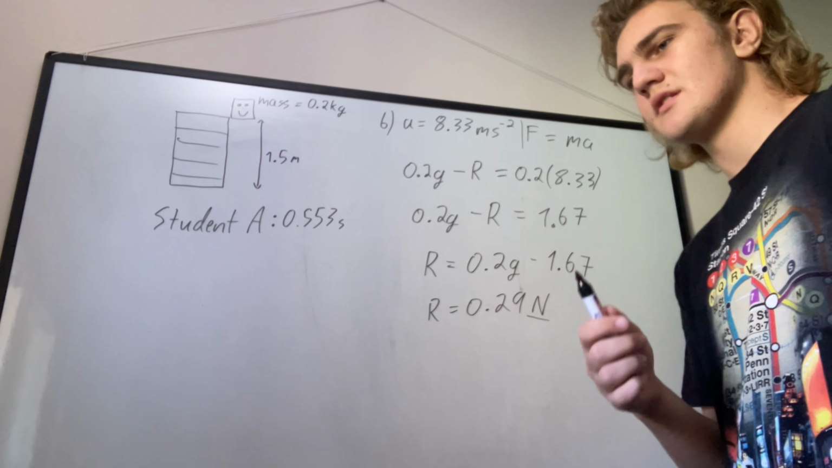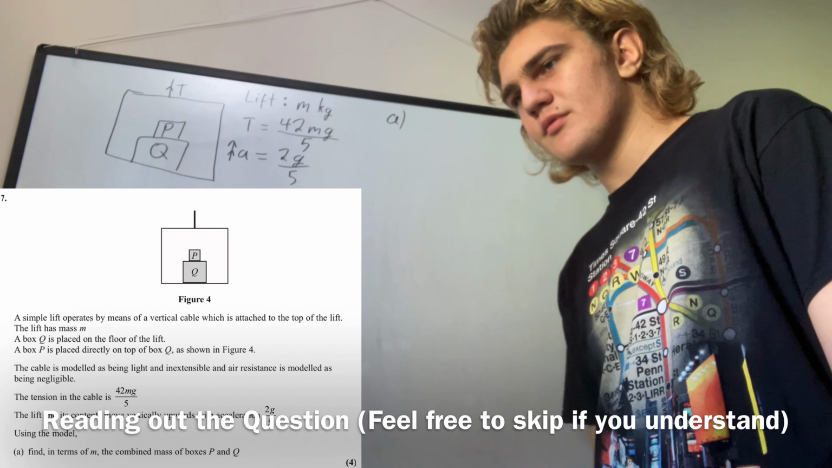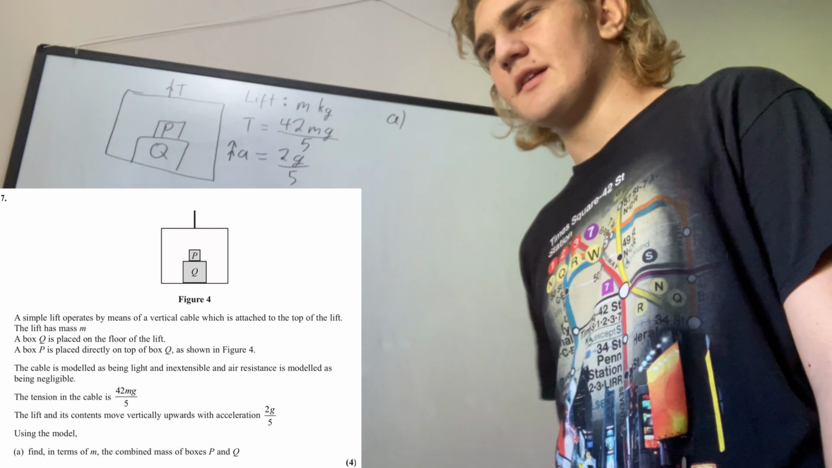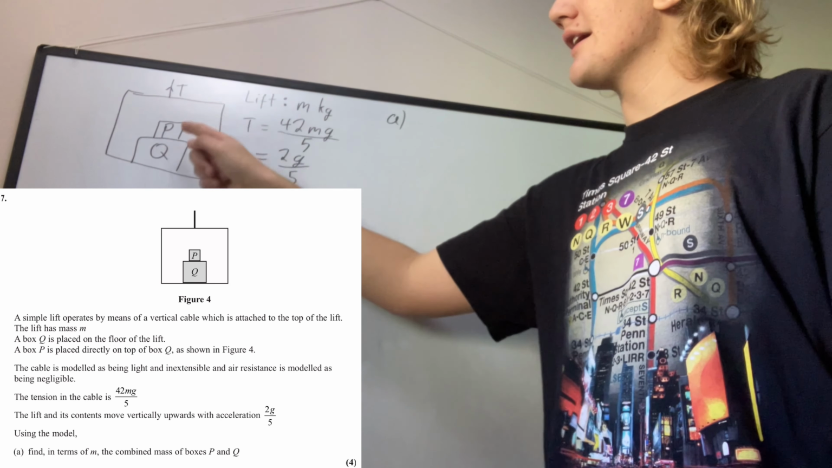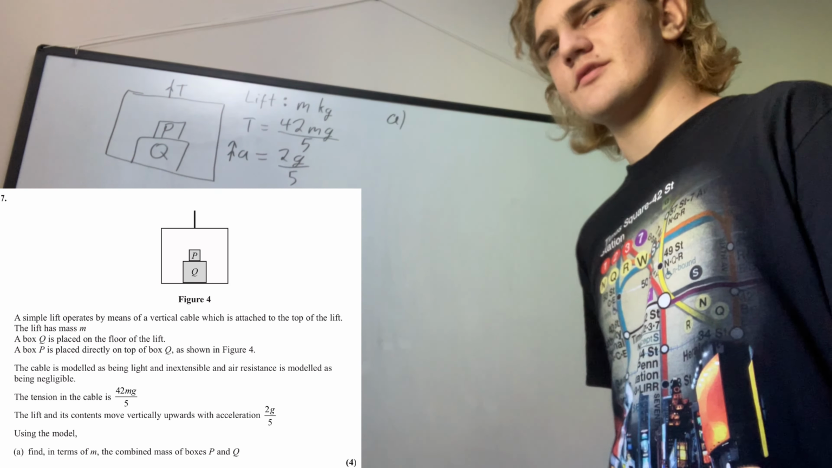And that's question 2. The next question talks about a lift. So I've copied down the diagram from the exam paper. A simple lift is operated by means of a vertical cable which is attached to the top of the lift. The lift has mass m. The box Q is placed on the floor of the lift. The box P is placed vertically on top of box Q, as shown in the figure. So we have a lift, which has a mass of m kilograms, and it's being held up by a rope that's pulling it upwards, and it has a box Q and a box P on top of box Q.